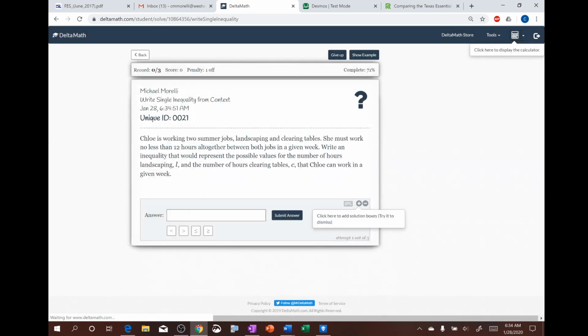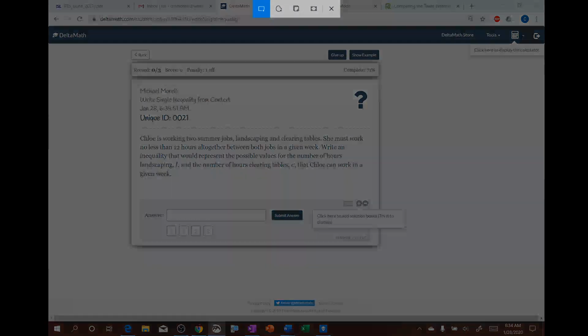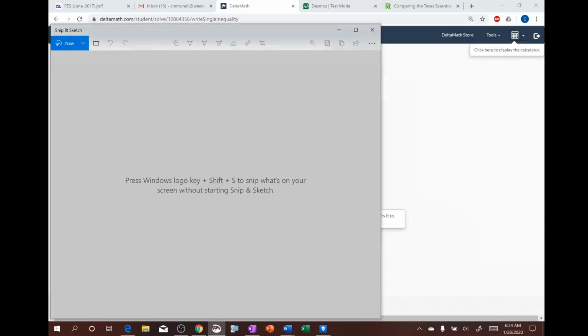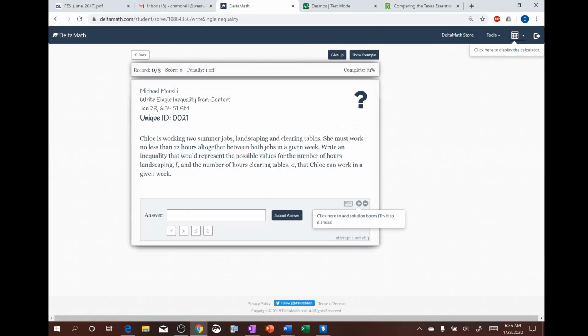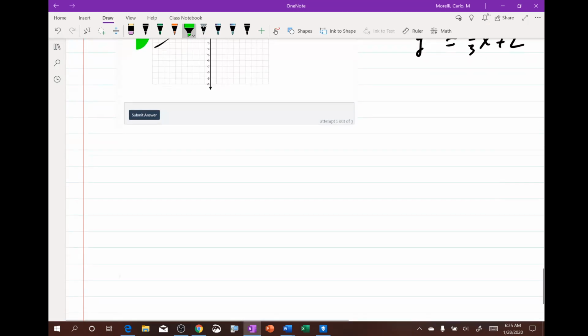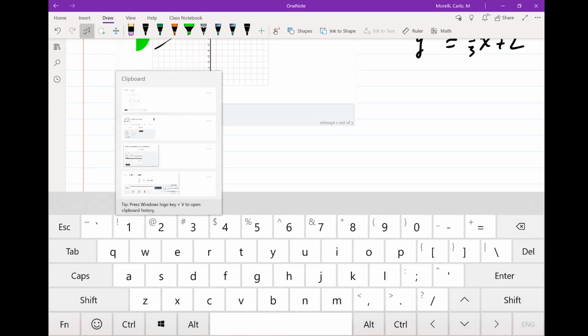And now we'll write a single inequality from context. All right, we already looked at this. Somebody's name that we have, Chloe. All right. So we'll go in here. Let me paste this in so we can work on it.